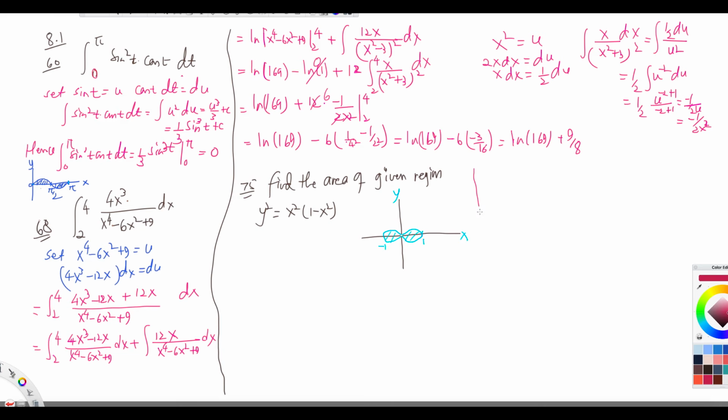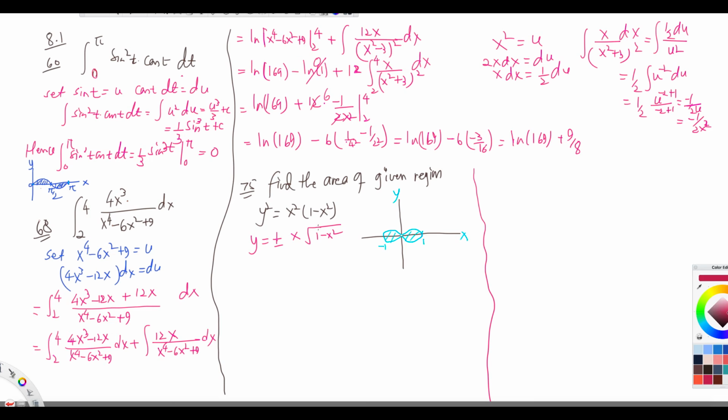All right, so the next problem that I'm going to do is question number 75. It is asking to find the area, not only find the integral, it is asking to find the area. You see that it is y squared, so if you solve for y, you will get plus and minus x times the square root of 1 minus x squared. You'll take the square root on both sides, right? When you take the square root, you need to take plus and minus.